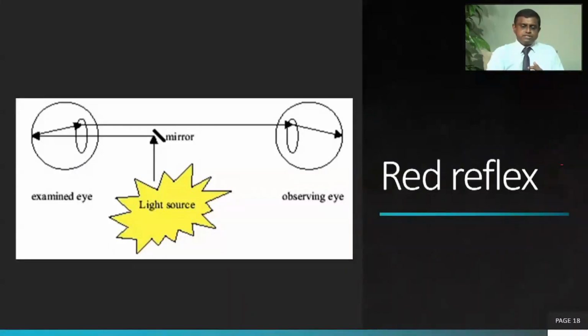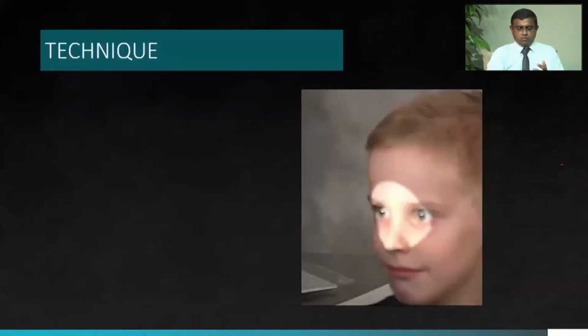So the red reflex, what happens is the light coming from the ophthalmoscope goes through the patient's ocular media, the cornea, anterior chamber, lens, vitreous, finally hits the retina, and it reflects back through the same media and goes through the ophthalmoscope, the same aperture, and focuses on the examiner's eye. So you see the red glow coming from the ophthalmoscope.